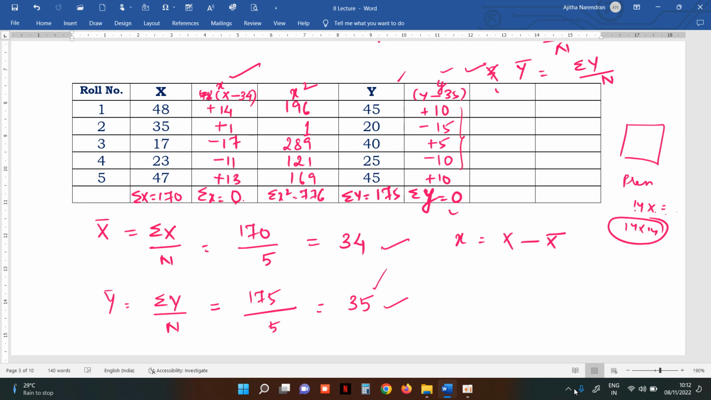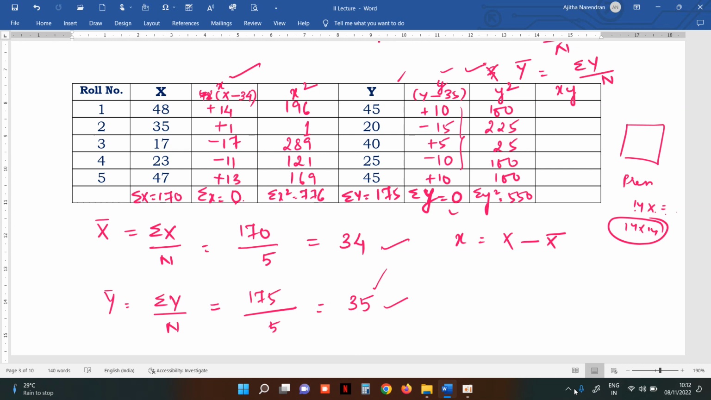Right? Now you have to square it. 10, 10 is 100. 15, 15 is 225. 5, 5 is 25. 10, 10 is 100. And 10, 10 is 100. Write down summation of y square, which is equal to 550.